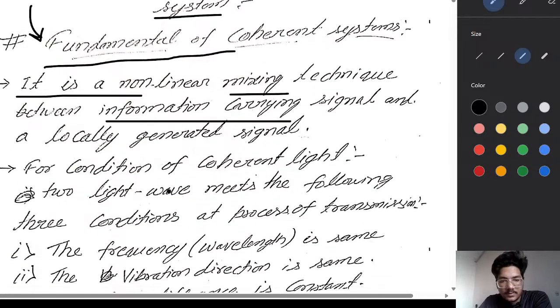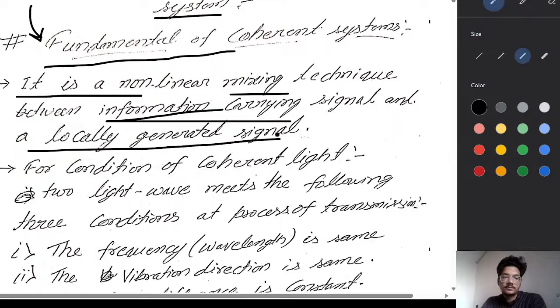It is a non-linear mixing technique between the information carrying signal and the locally generated signal. So what is a coherent system? It is a non-linear mixing technique between the information carrying signal and the locally generated signal. Are we clear?